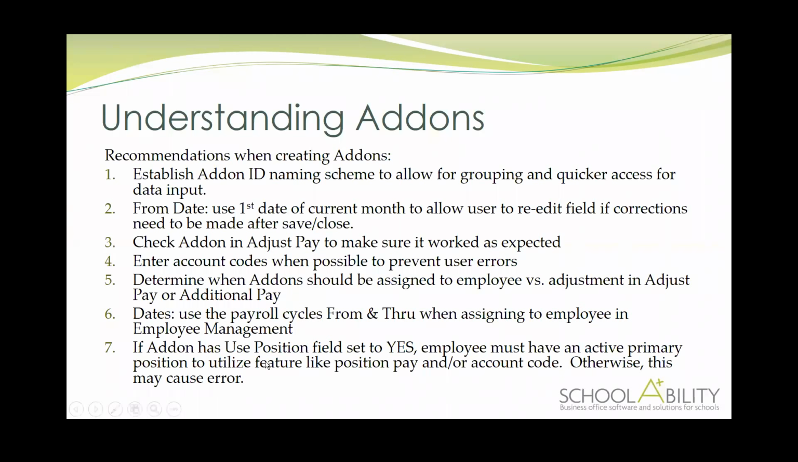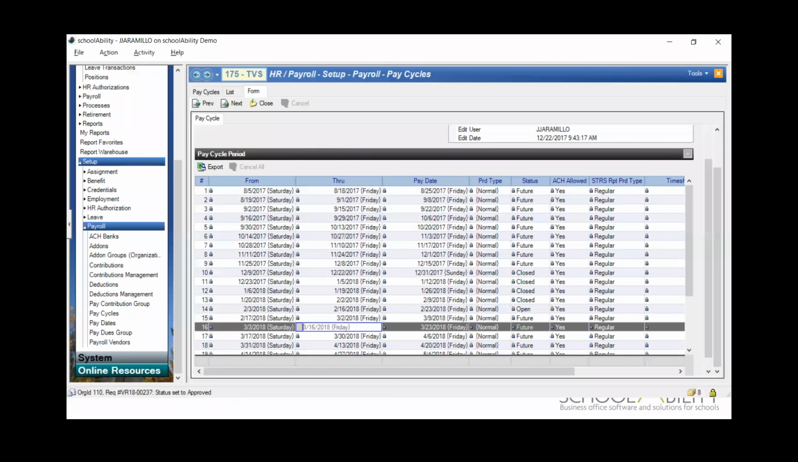And then the other item is if the add-on is using the use position field, if it's set to yes, you want to make sure that that employee has an active primary position to utilize the feature of the position pay and or the account code. Otherwise, an error may generate, causing the employee to go ahead and fix it when processing payroll. And I'll show you what that field is.